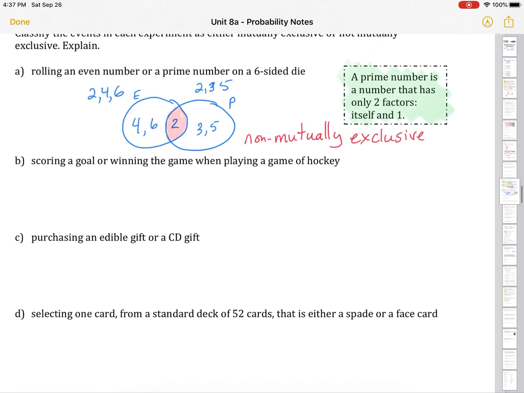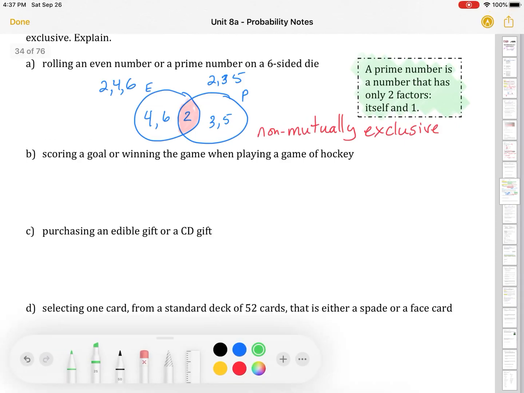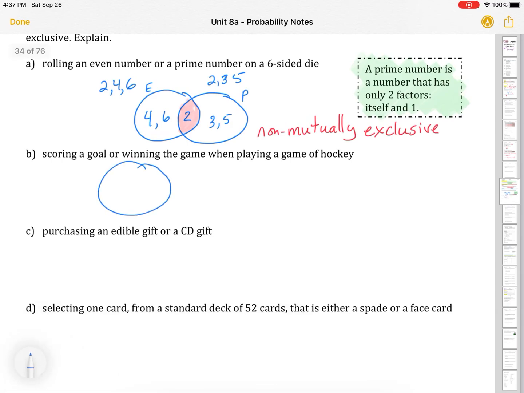And remember, in case we forgot, prime numbers are numbers that have only 2 factors, itself and 1. We should know that in Math 30-2. Okay, let's look at our next example.